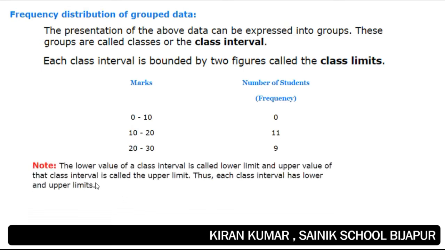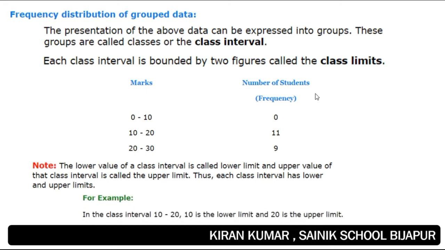Note that the lower value of the class interval is called the lower limit and the upper value of the class interval is called the upper limit. Thus, a class interval has lower and upper limits. For example, in the class interval 10 to 20, 10 is called the lower limit, 20 is called the upper limit.